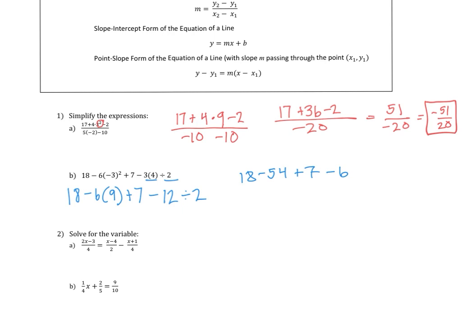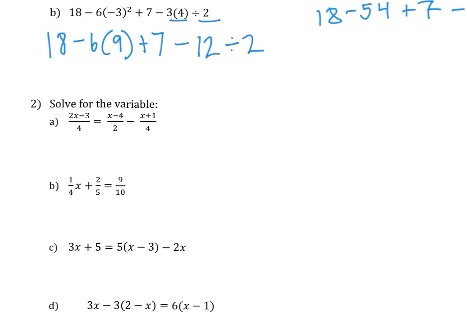Then we will just add that across. So when you add that all out, you get negative 35. There's no other reducing that we can do, so negative 35 would be our final answer.